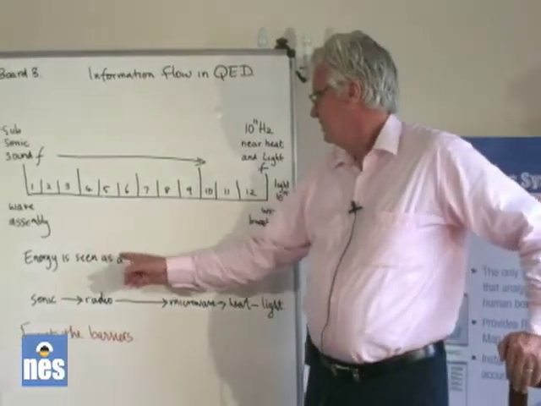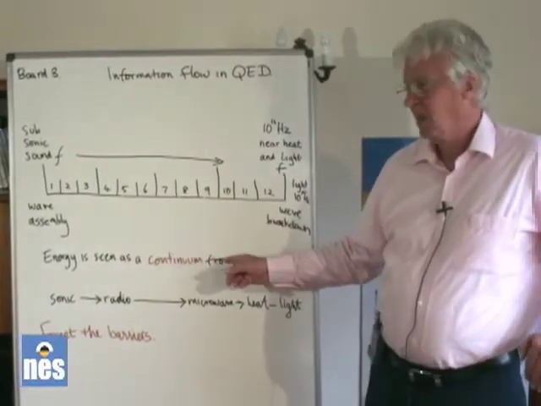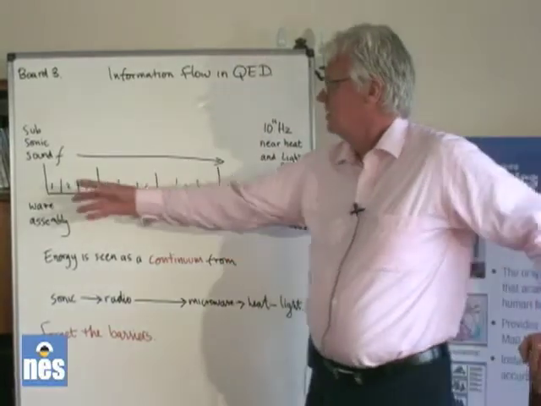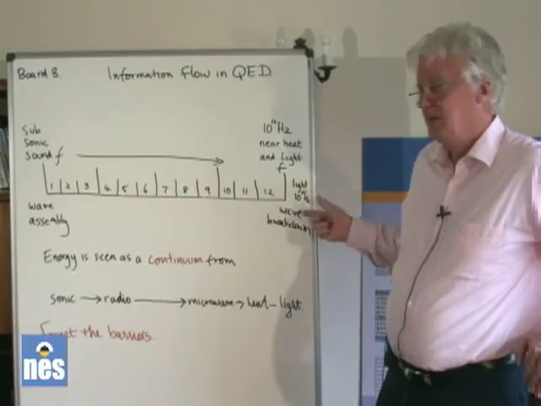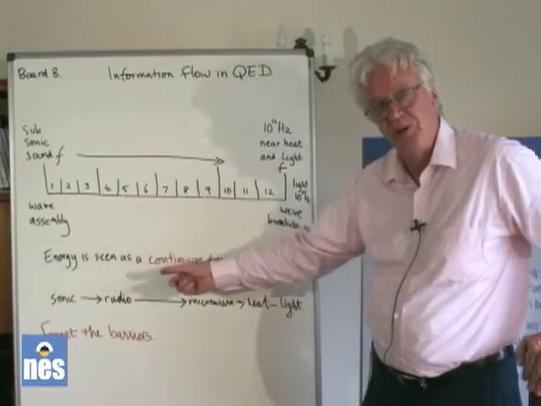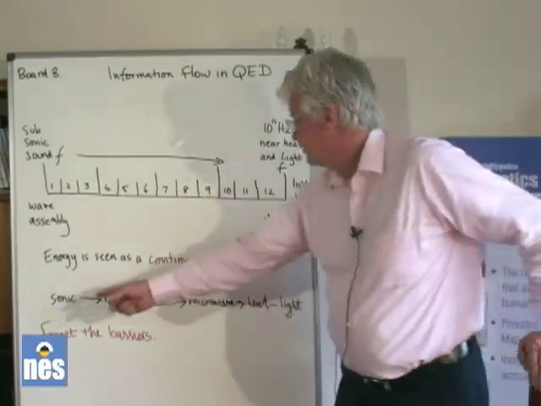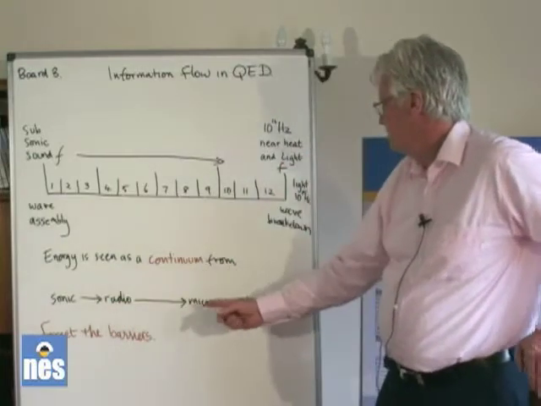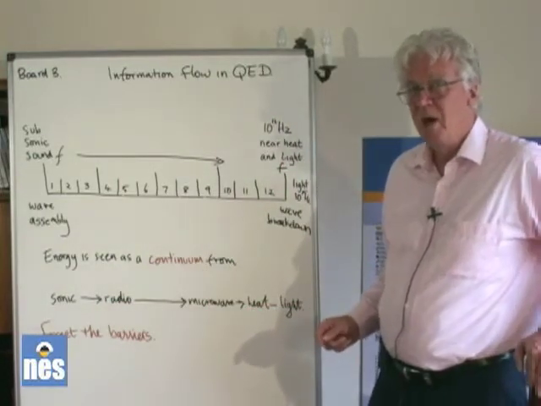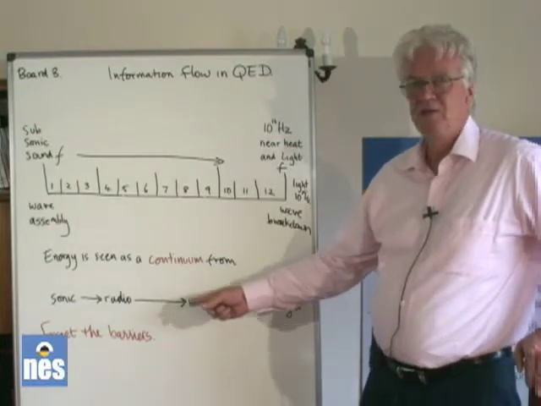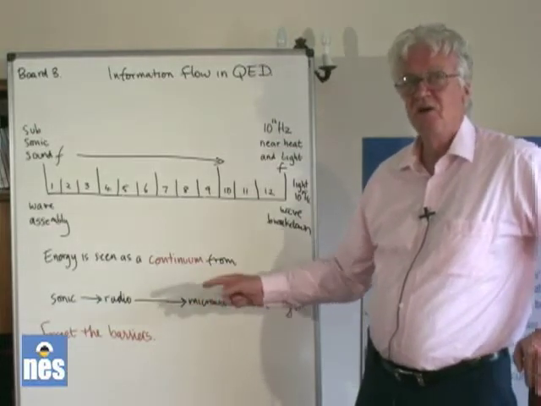Energy is seen as a continuum. We don't have one sort of energy here, another sort there, and then light as another form of energy. It is all joined together, and that means continuum. Sonic energy, radio frequencies, microwave, heat, and light. We don't have any barriers between these types of energies in this type of quantum physics.